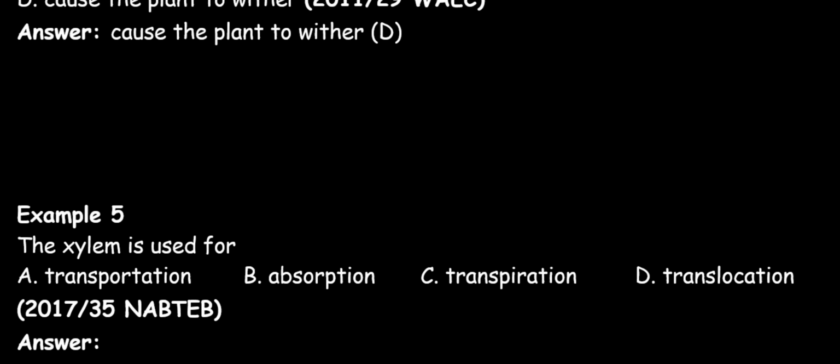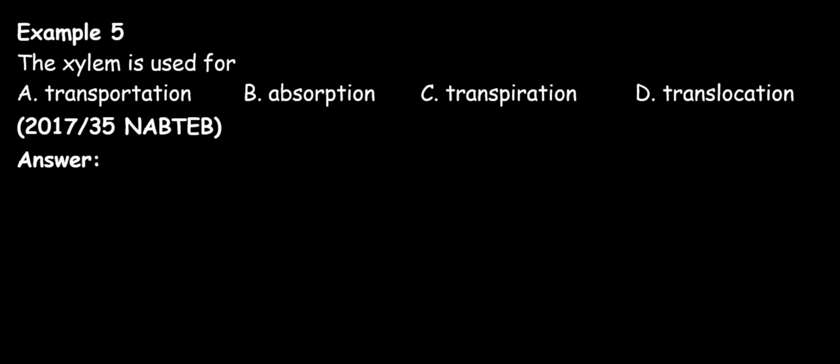So our next question, it says the xylem is used for A. Transportation. B. Absorption. C. Transpiration. D. Translocation. The answer to this question is A. Transportation. This is because the xylem is used for the transportation of water and minerals. Of note is that absorption is carried out by the roots in plants, while transpiration is carried out by the leaves, and translocation is carried out by the phloem.